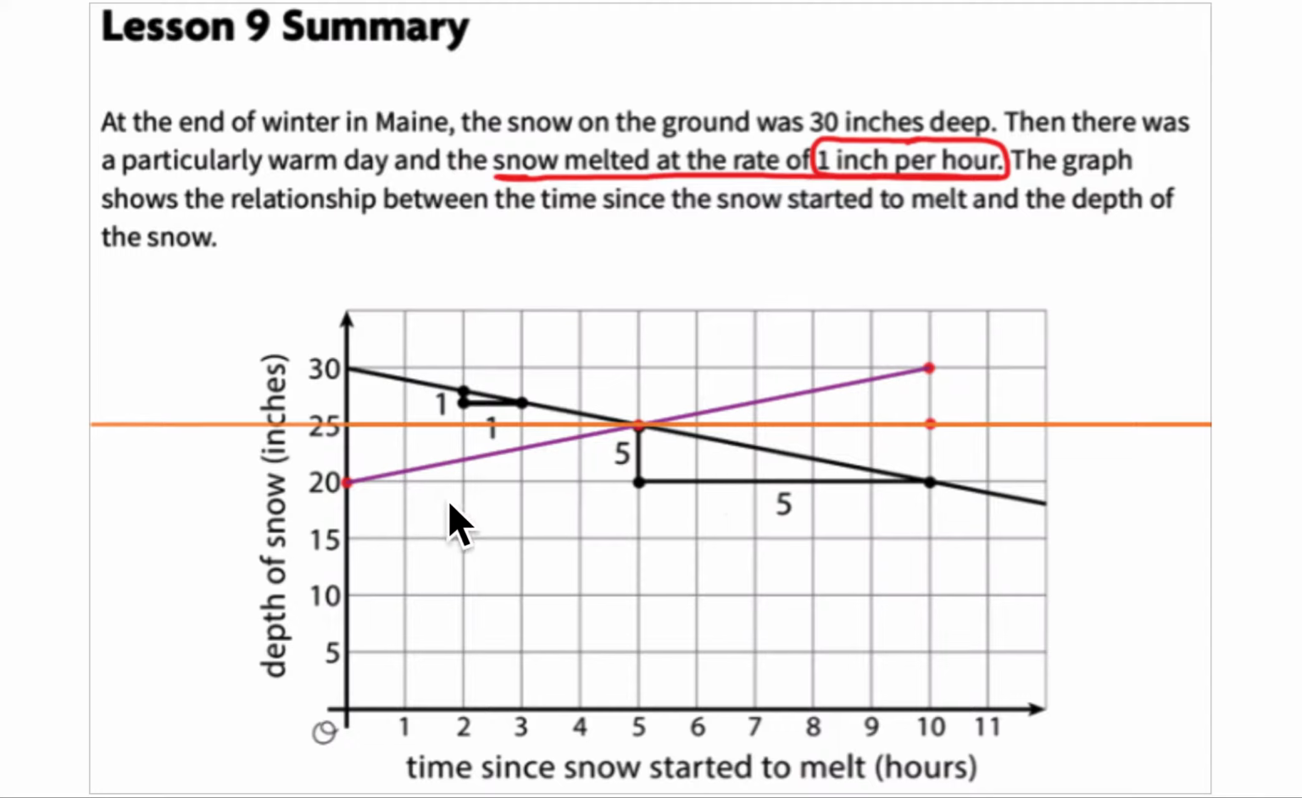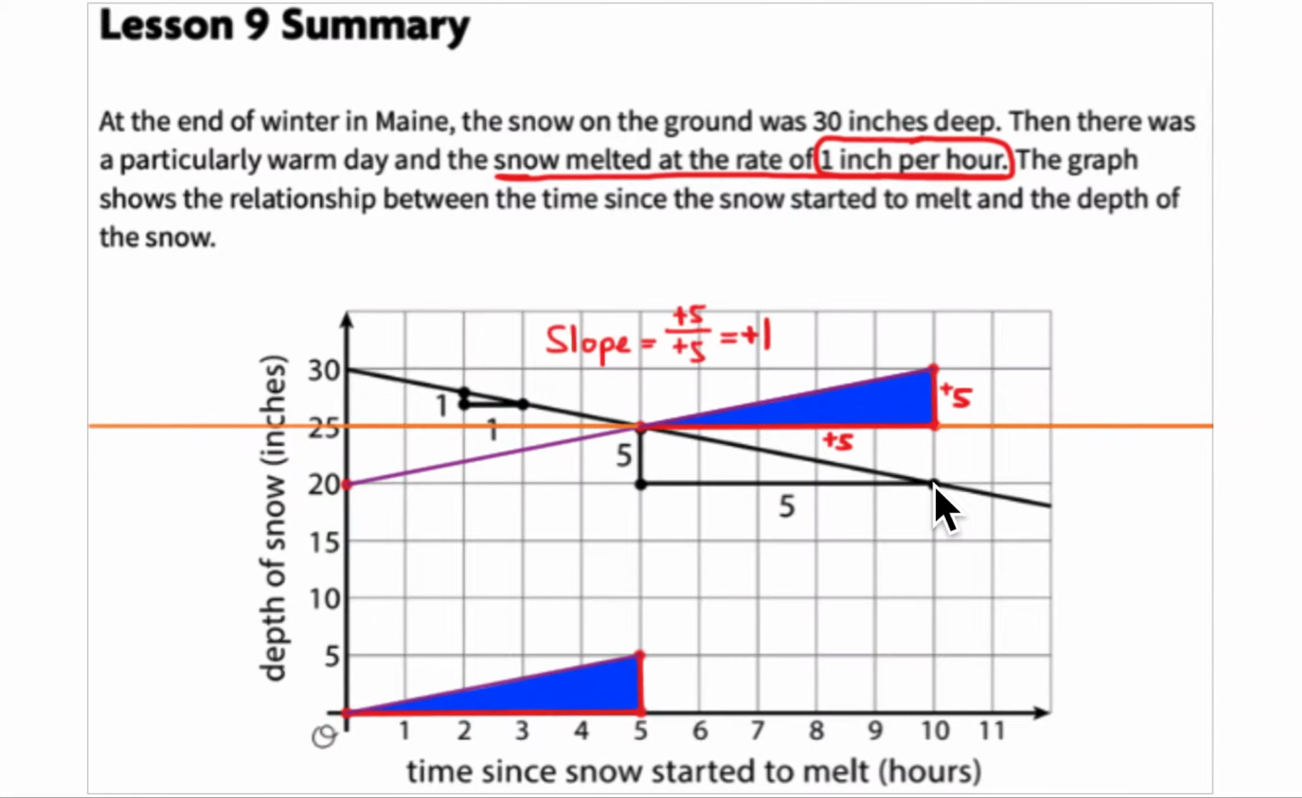And so I want to go back to what we know and then compare that to what we've learned in this lesson. So this is a situation where the snow has fallen. It's 30 inches deep, and then it begins to melt at a rate of 1 inch per hour. And so if we go to what we know, if this is a positive slope, now this is not melting, this would be accumulating, this would be adding more snow at this same rate, 1 inch per hour.